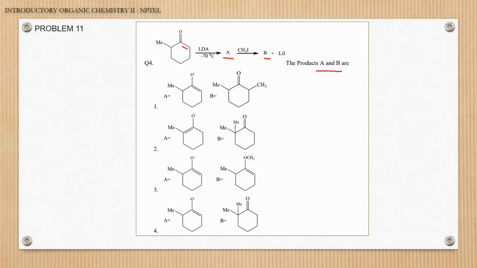A kinetic enolate is getting formed, which is this. After that, it is treated with methyl iodide. What will happen? This oxyanion will come down, and this double bond will attack on the methyl, and iodide will leave. So here, at the alpha position, methyl is getting substituted. So option number A is the correct one.